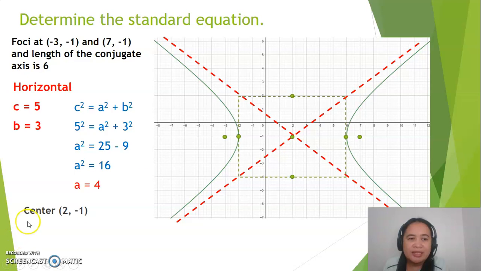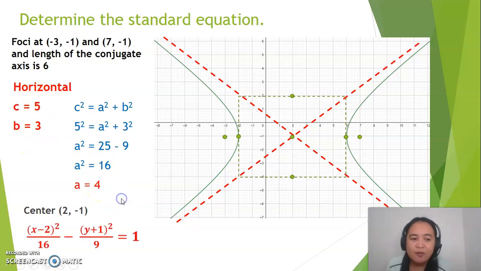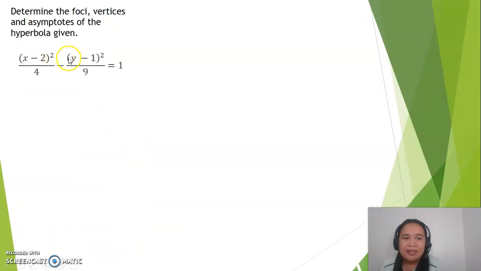So take note, the center is located at 2, -1. The value for A is 4, and the value for our B is 3, and it is horizontal. So therefore, the standard equation is (x minus 2) squared over 16 minus (y plus 1) squared over 9 equals 1. Now, another example. In this case, the standard equation is given.